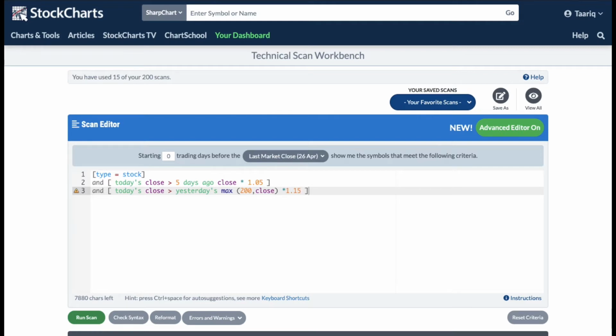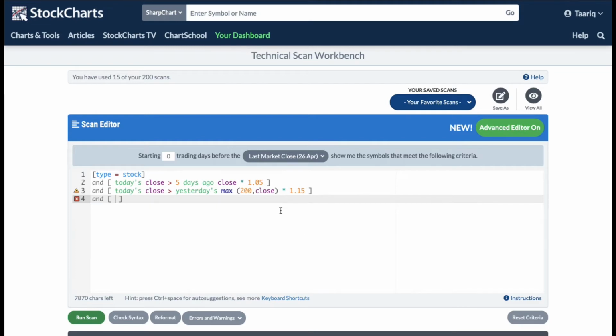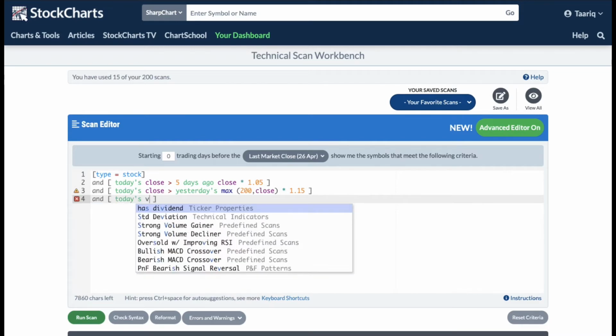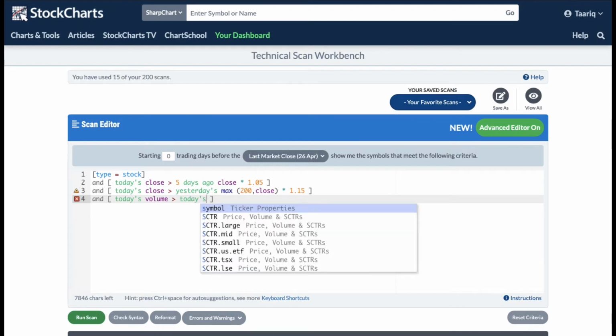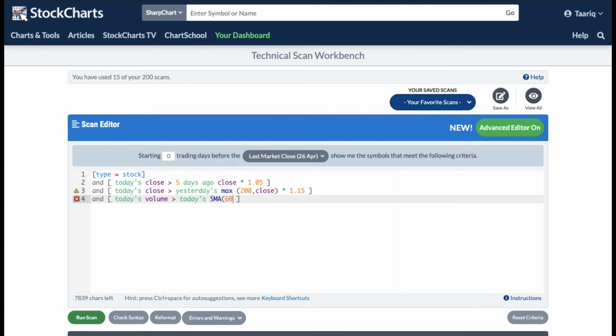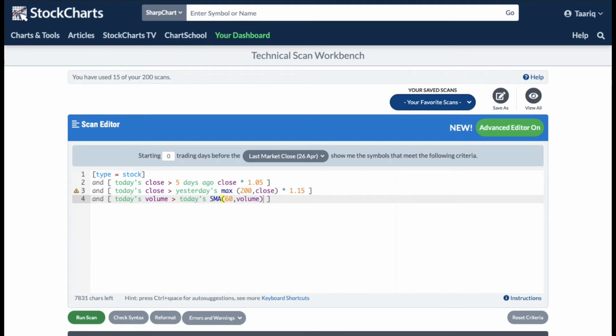Okay, and then we'll make sure everything looks good. It's likely just the today and yesterday. Right, so that's fine. Okay, and then the last is the volume. So we're going to look at today's volume. And we want to see that it is greater than today's, this is the one we're looking for, the 60-day moving average. So today's simple moving average of 60, and we're looking at volume, right? So we're going to type in volume. Okay, and we'll make sure that's closed off.